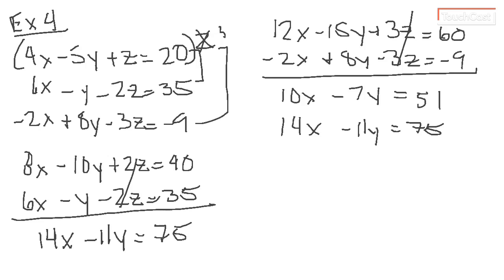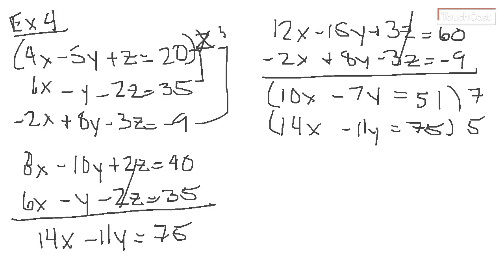So my system I'm going to look at is going to have 14x minus 11y equals 75, and 10x minus 7y equals 51. I'm going to eliminate my x's. Now I could just go and multiply the top row by 14 and the bottom by 10. That would be fine. But I also know I don't need to go that intense. I can instead multiply the top row by 7 and the bottom row by 5.